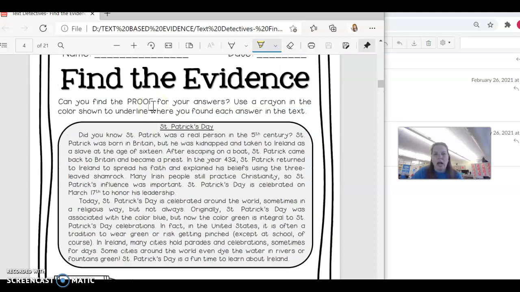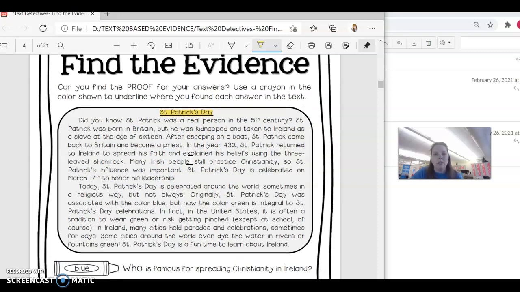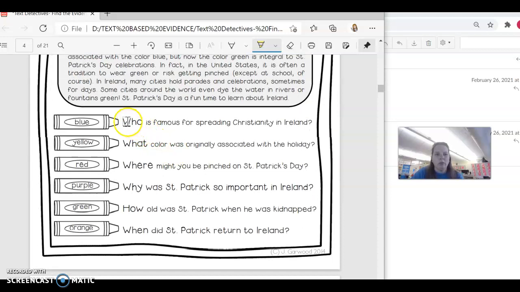So first of all, I'm actually going to highlight our title because we've learned, right, that the title is very important. We should always ask ourselves, what is the title telling us? It's telling me that this story is about St. Patrick's Day. Now, let's highlight our question words. I have a who, okay, which is a person. It's telling me that this answer here is going to be a person. Here, I have what, where, why, how, and when. Okay, so go ahead and highlight those questions.